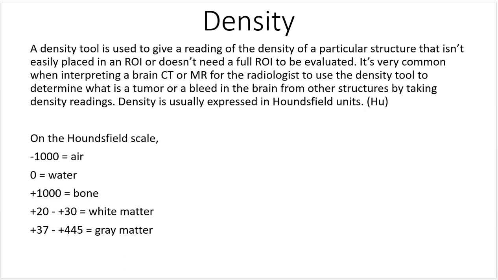So if you can imagine, you turn on your density tool and you click on a particular part of the image, wherever you want to see, and it will give you a density reading for that point that you've clicked on. And you can tell whether that's blood, water, bone, air by clicking on it and getting the density reading.